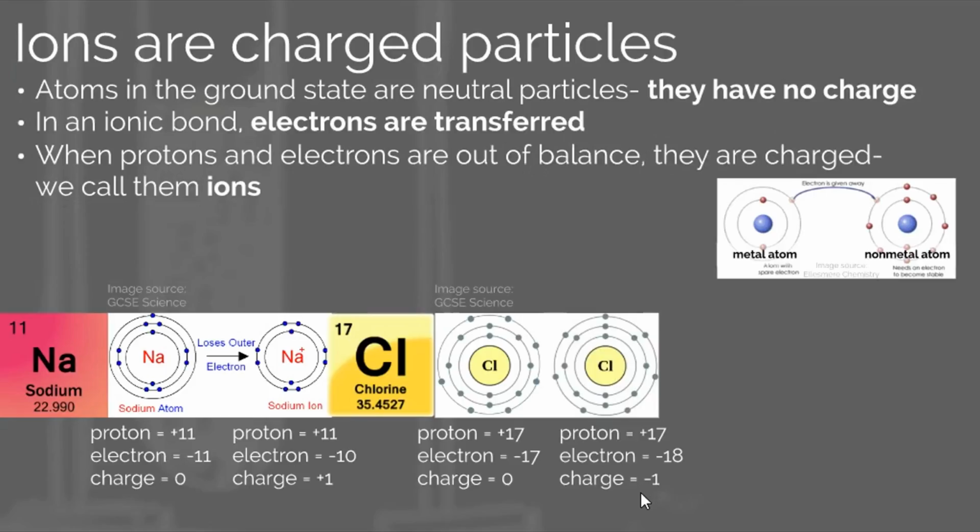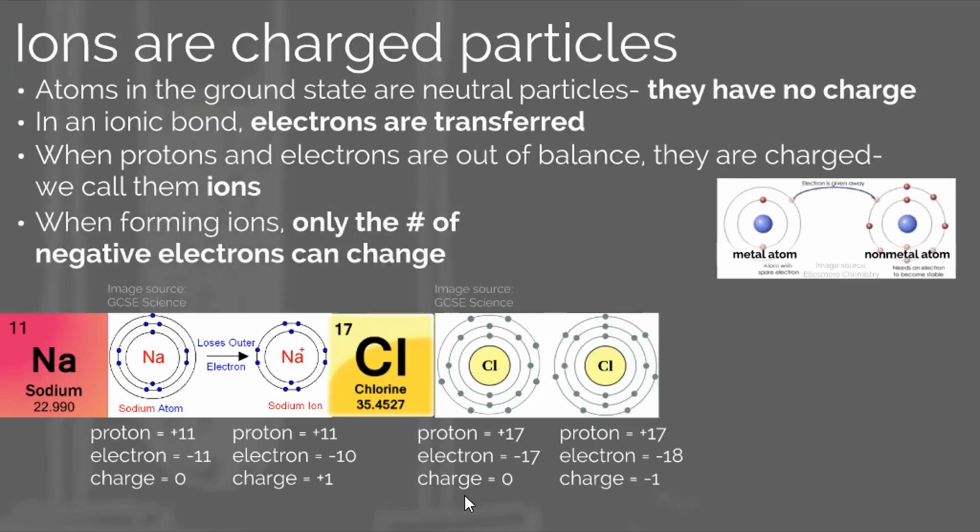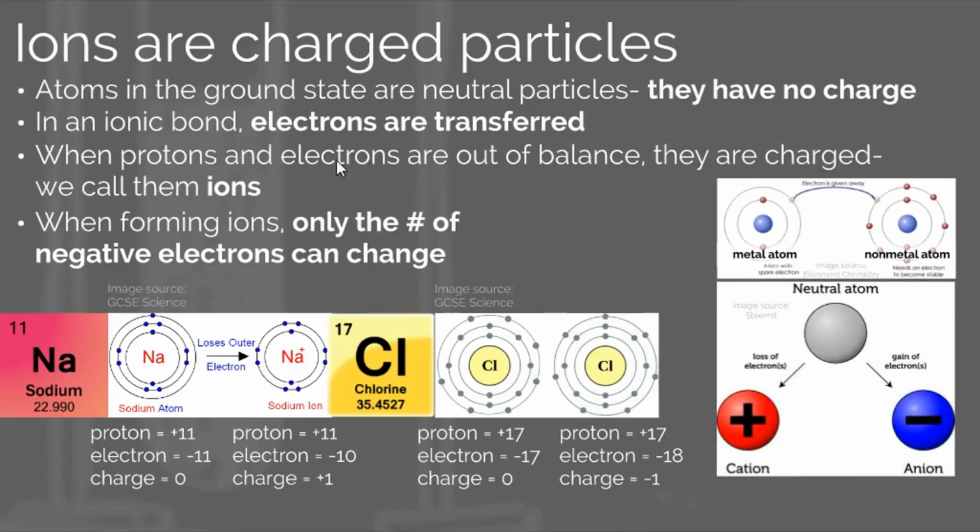And now we give our atoms a different name after this happens. When they are not balanced and they have either gained or lost electrons, we now call them an ion, and that means that they have a charge. Remember that ion is not specific; it could be positive, could be negative. It's just saying that it has a charge. When we do this, we only count the number of electrons, because protons we can't change without changing the element.